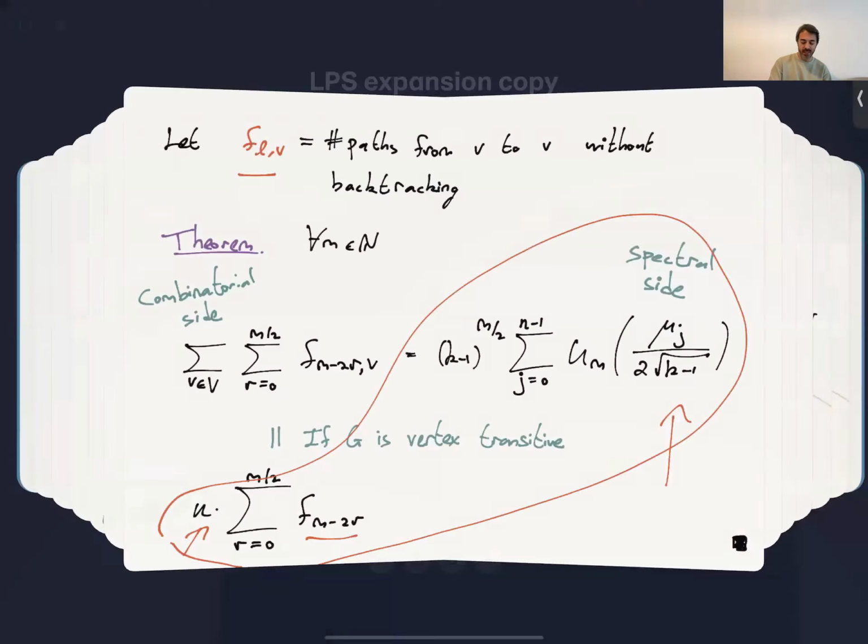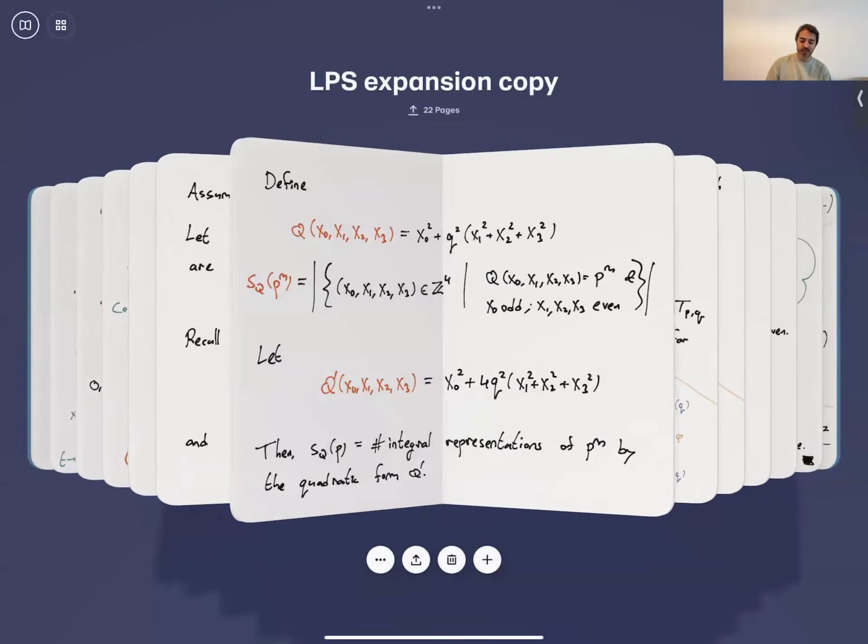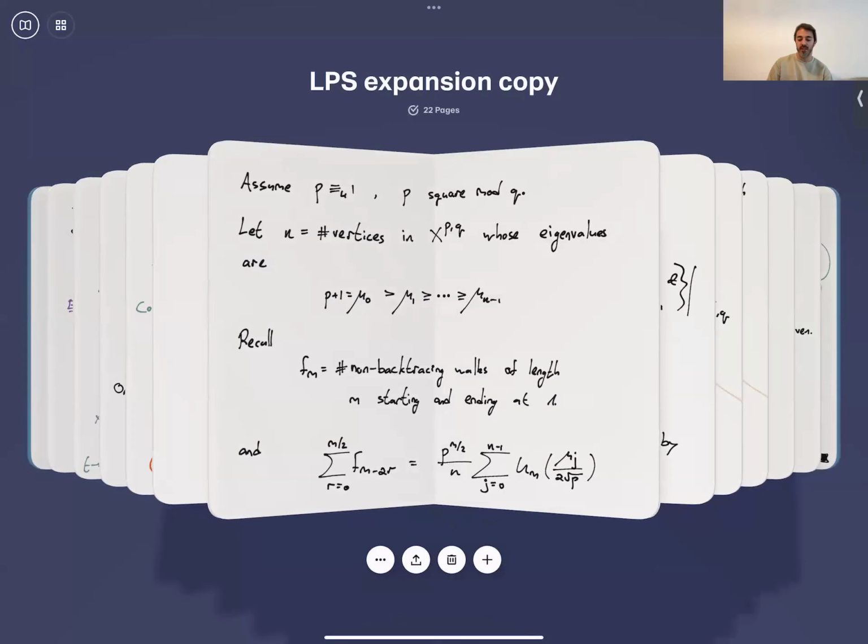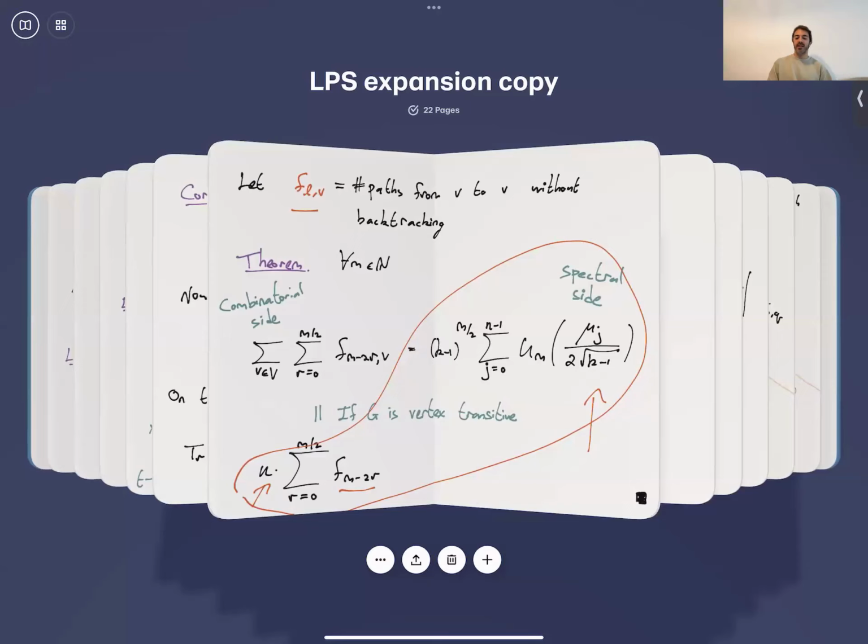Okay, so that's that. In the next lecture, we are going to go back to the LPS construction and apply that to that setting. But this is kind of a standalone lecture about non-backtracking random walks and Chebyshev polynomials.